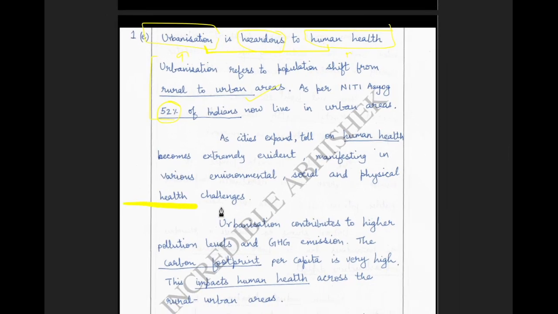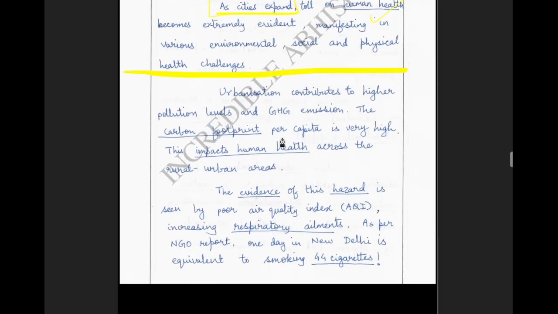Now you see, this is the intro which he has written in two parts, in half a page. In the first part, he talked about urbanization. In the second part, he talked about human health. What are the two keywords? Urbanization, human health. He has discussed both of them. And as cities expand, you see this connecting line. What is urbanization? Urbanization is the expansion of the city. Urbanization is the conversion of rural to urban areas. So he has connected the topic also here with the second part of the topic.